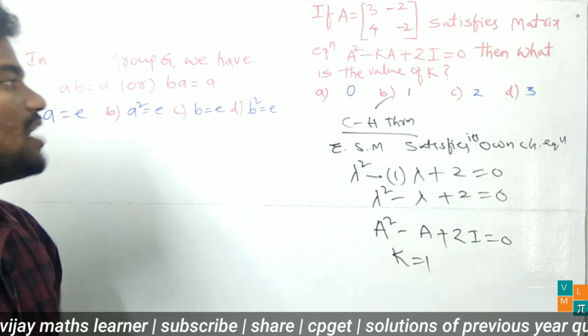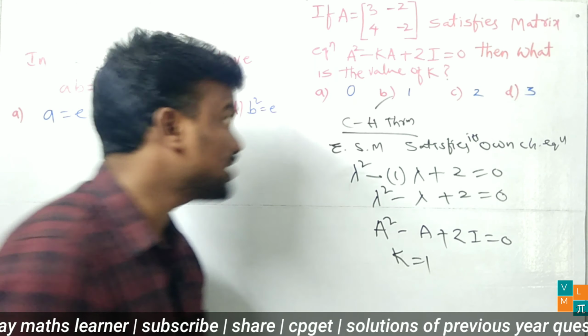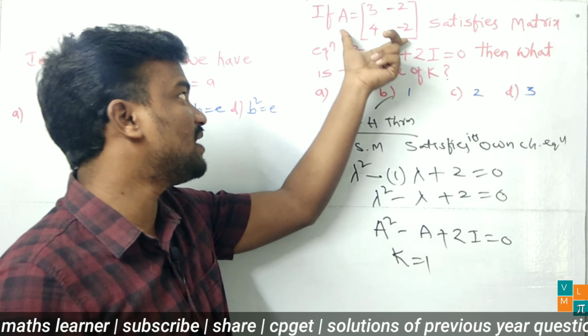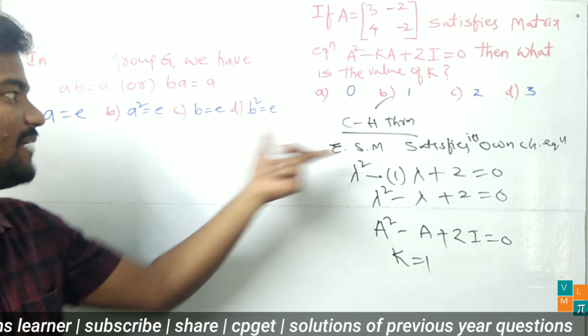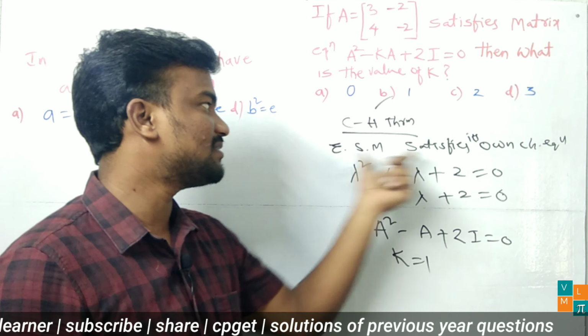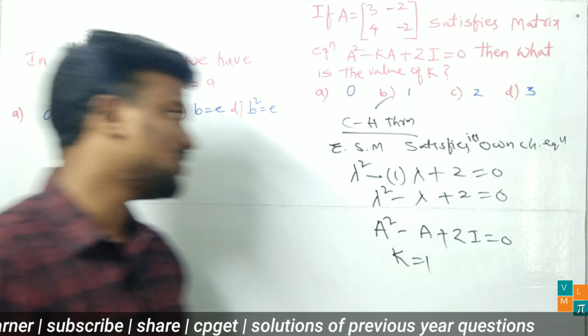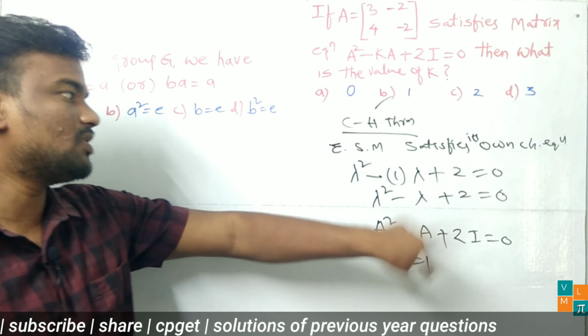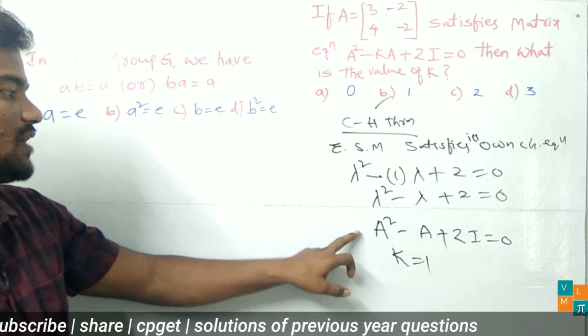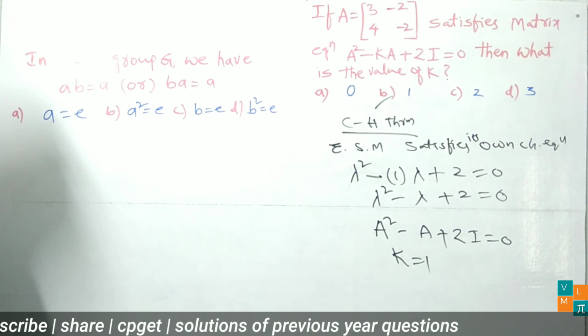The previous question of CPZ entrance examination. Now see the solution. What is given? One of the square matrix and the matrix equation. So it satisfies Cayley-Hamilton theorem. By Cayley-Hamilton theorem, what we write? Every square matrix satisfies its own characteristic equation. So the characteristic equation is lambda square minus lambda plus 2 equal to 0. Compare these two equations. What we get? K value is 1.